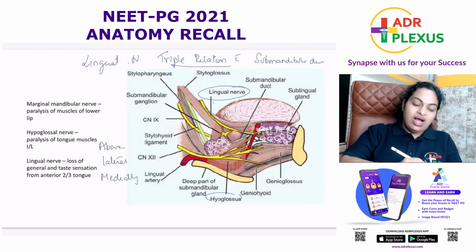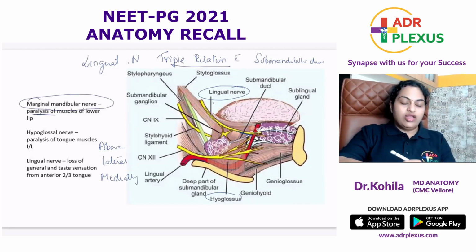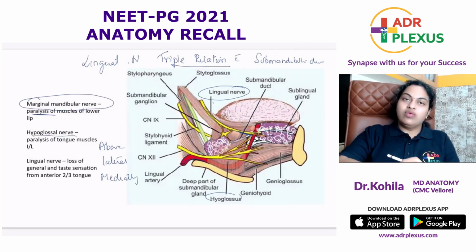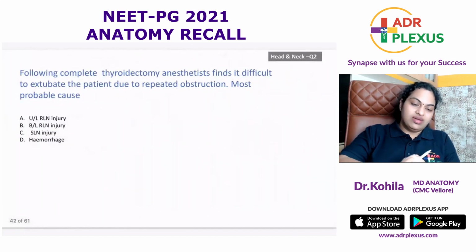So if the marginal mandibular nerve gets injured, what will happen? It supplies the muscles of the lower lip, so that will lead to paralysis of those muscles. The hypoglossal nerve supplies the muscles of the tongue, so injury causes paralysis of the tongue muscles. The lingual nerve not only carries general sensation from the anterior two-thirds of the tongue, but the chorda tympani nerve also joins the lingual nerve, right? So even the taste sensation from the anterior two-thirds of the tongue can be lost in lingual nerve injury. It also carries the secretomotor fibers for the submandibular and sublingual salivary glands. So in this case, the nerve injured will be the lingual nerve because of its intimate relation with the submandibular duct.